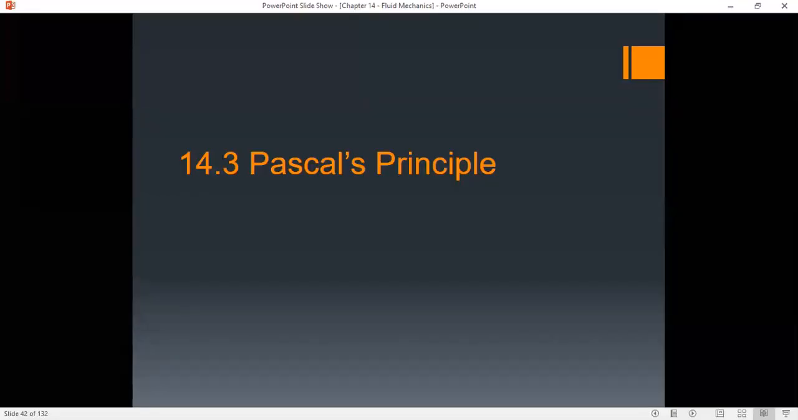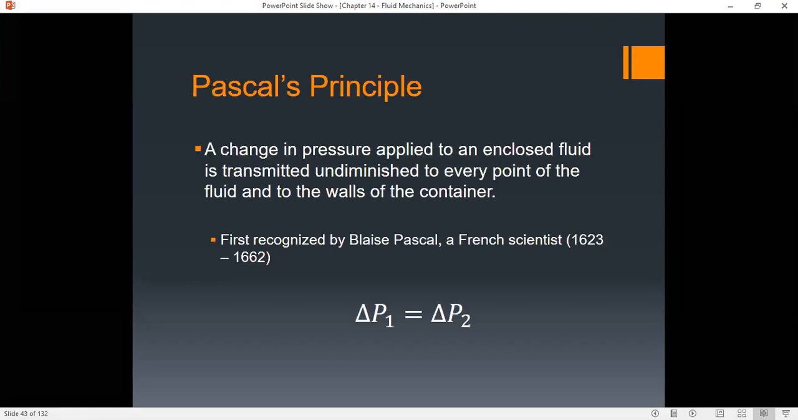Pascal's principle. This is an important principle. Very, very simple. Any pressure change that you create throughout a fluid, and remember, in a fluid, if you're deeper, the fluid pressure is higher. If you're shallow, the fluid pressure is lower.